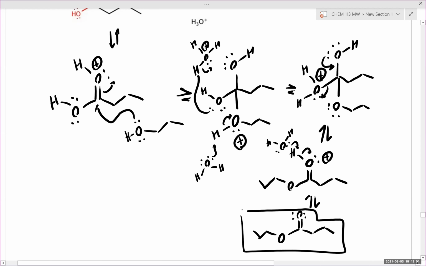Does this mechanism make sense to everyone? So this is a textbook method to both protect alcohols and to generate ester derivatives of alcohols. And in this case, we've showcased the acidic mechanism for trans-esterification. Any questions on this mechanism?